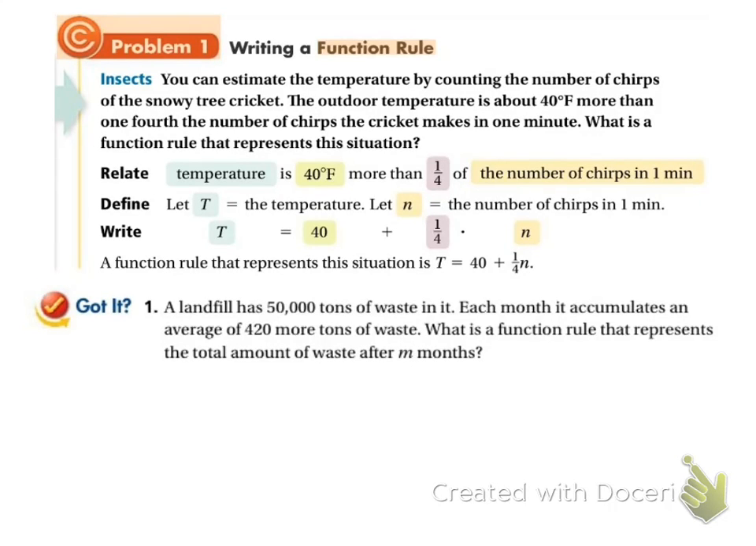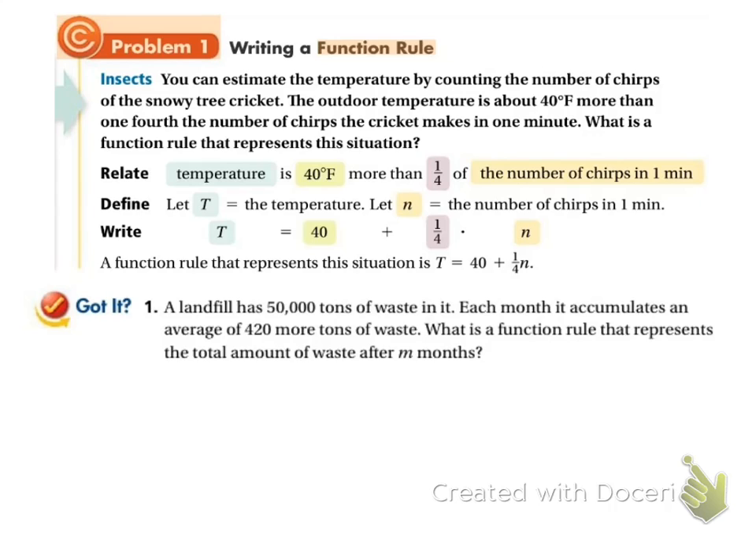Okay, so this is 4.5 of algebra. So now we're going to be writing the equations for the functions. So let's check out our got it problem here. It says a landfill has 50,000 tons of waste in it. Each month it accumulates an average of 420 more tons of waste. What is a function rule that represents the total amount of waste after m months?